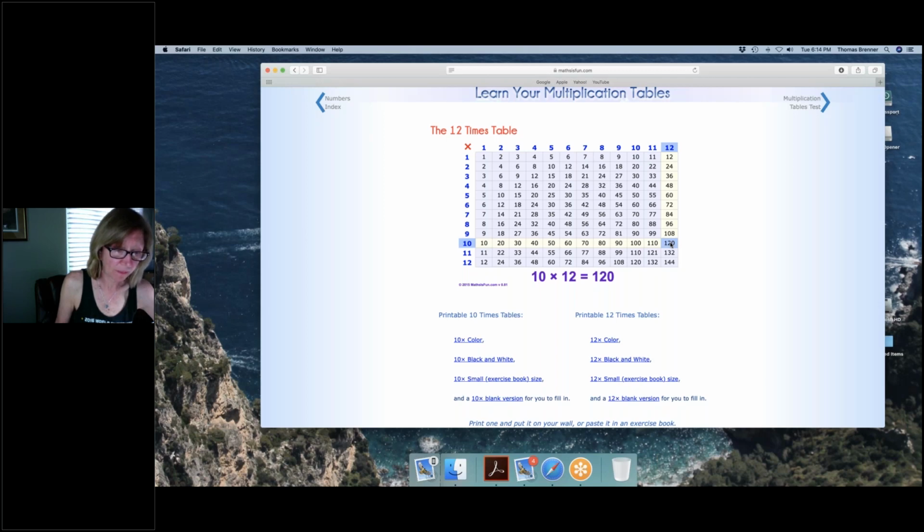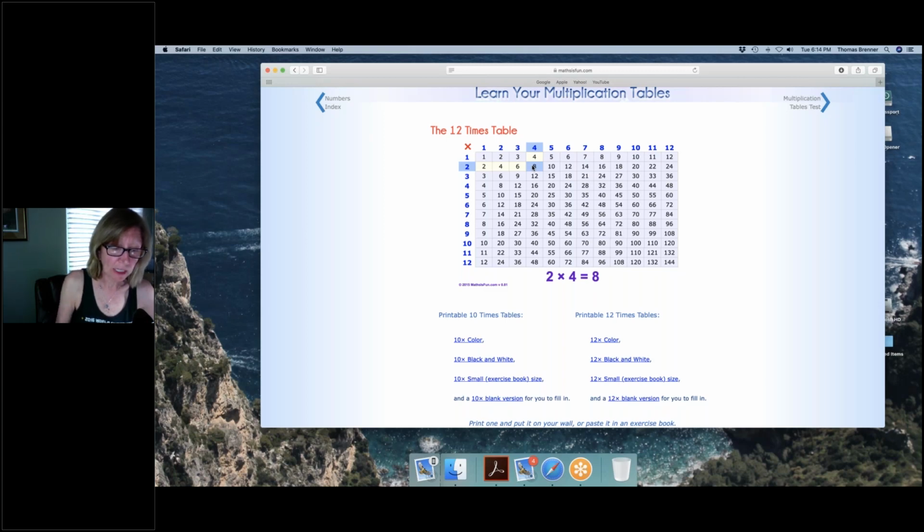Rule number 4, to multiply by 2, double the number. So I'm going to go up to 2 on the table. So 2 times 2 is 4. You're just adding. 2 plus 2 equals 4. Now in this one, 2 times 3 equals 6. It is 3 plus 3 equals 6. So you are doubling the number that you are multiplying. And these are just some tips to help you when you are multiplying.